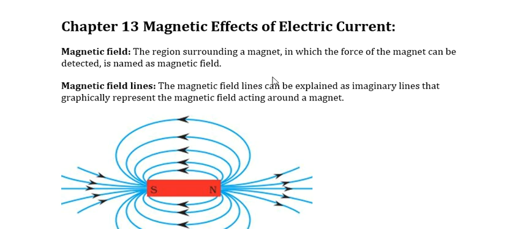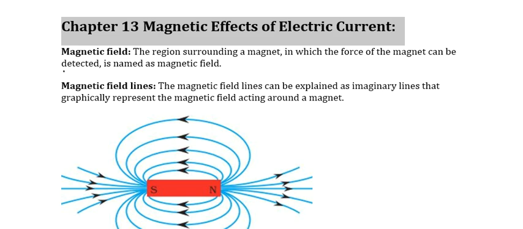Today we will discuss some main points of chapter 13. The chapter name is Magnetic Effects of Electric Current. So let's get started. You know very well about the magnetic field, right? Magnetic field is the region surrounding a magnet in which the force of the magnet can be detected. It is named as magnetic field.